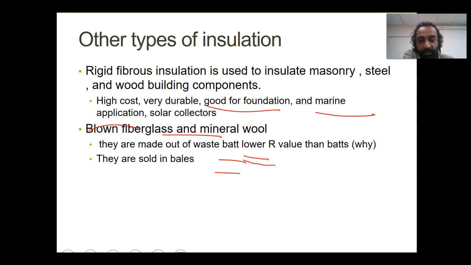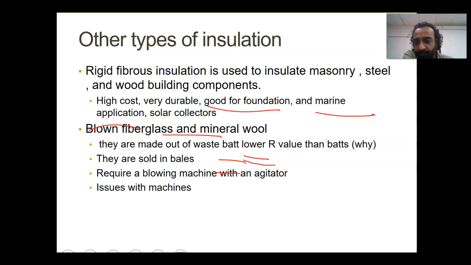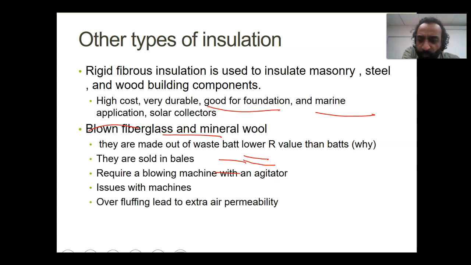So probably put them in cavities in the garage or underneath the house, and you make sure the whole cavity is completely sealed. They require a blowing machine with an agitator. Sometimes there are issues with machines, but I'm sure they have improved a lot since the 80s. Overfluffing leads to extra air permeability, and you don't want that. So you need somebody who knows how to do the weight to volume ratio.